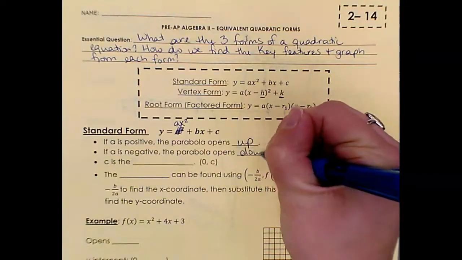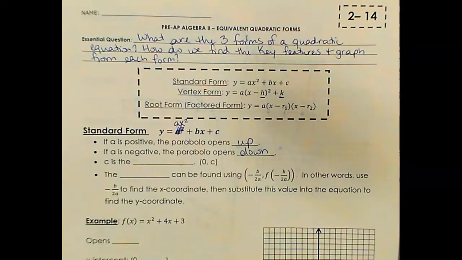It opens down. It's been reflected over the x-axis, so it opens down. And c in standard form is always going to be the y-intercept.